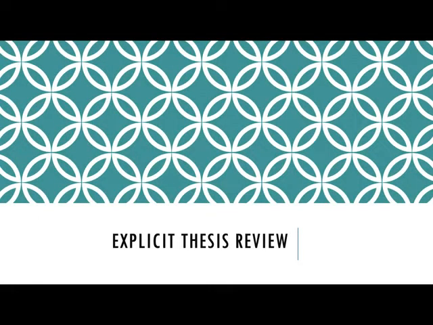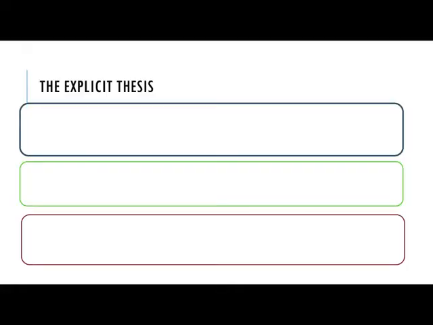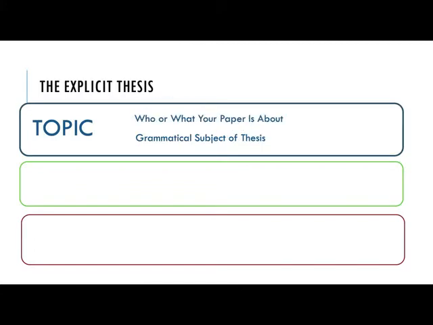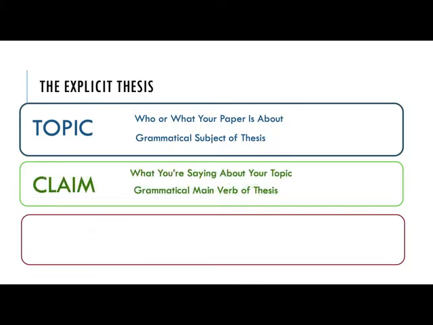Explicit thesis review. The explicit thesis has three parts. First, it has your topic. Your topic is the grammatical subject of your thesis, and it's essentially who or what your paper is about. It's the main thing that you're going to focus on in your paper. Then comes your claim. Your claim is the grammatical verb of your thesis statement, and it's what you're saying about the topic.